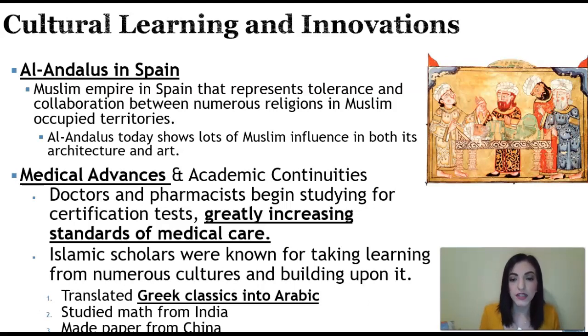Islamic scholars were also known for taking learning from numerous cultures and building upon it. They would translate Greek classics into Arabic. When Octavian, one of the Roman generals, leaders, Caesars, burned the Library of Alexandria, a lot of the texts survived, and only survived because Islamic scholars smuggled them out of the library to other places and then translated them into different languages. So if not for them, a lot of this history, a lot of these stories, a lot of this knowledge would have been lost. They also studied math from India, and then they incorporated papermaking from China.